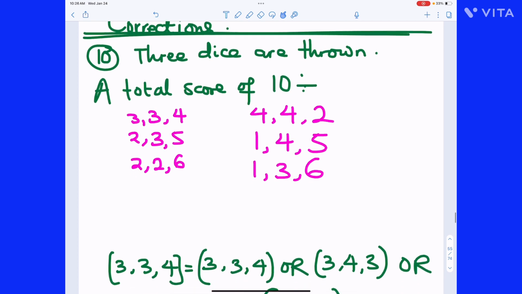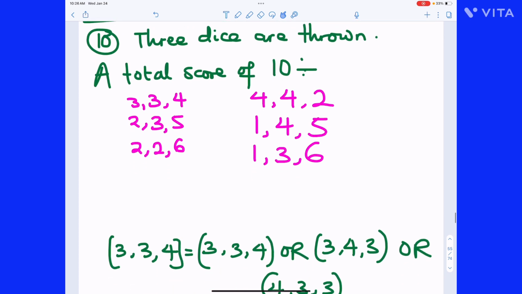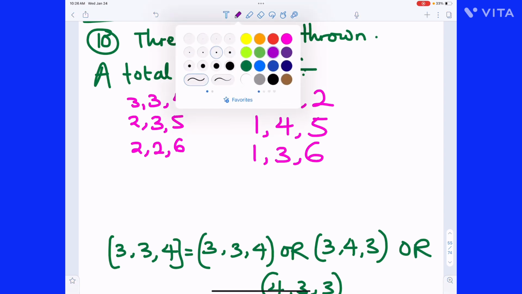Okay, question 10 now. Question 10 says 3 dice are thrown at once. Find the probability of getting a total score of 10. There are many different ways of getting a total score of 10.